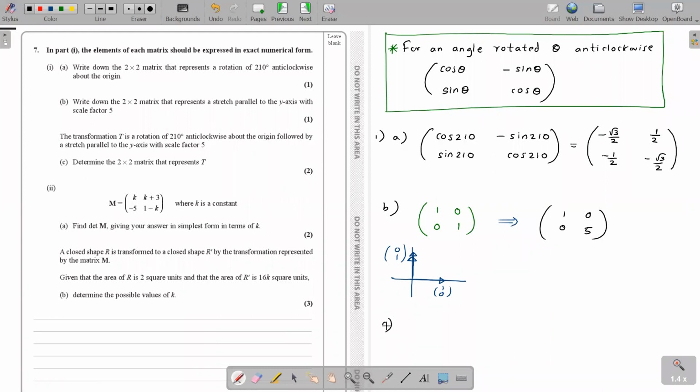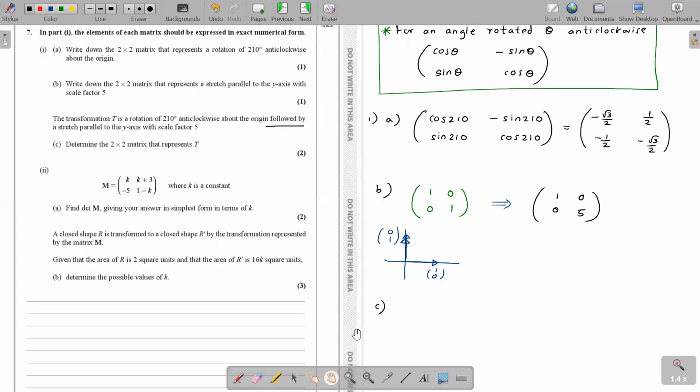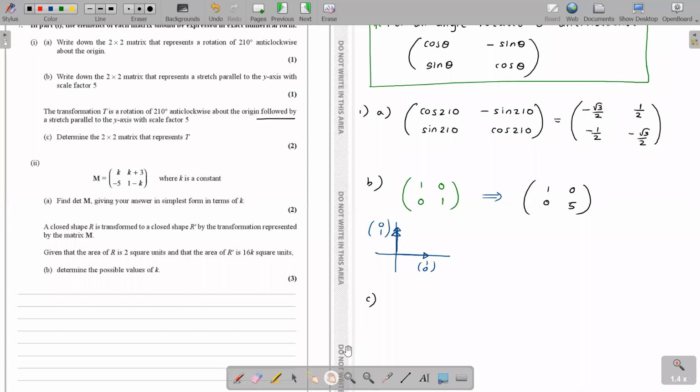Okay, next one. The transformation T is a rotation of 210 degrees anticlockwise about the origin, followed by a stretch parallel to the y-axis with scale factor 5. Determine the 2 by 2 matrix that represents T. So again, you need to remember your matrix theories. Do you remember the followed by theory? If they say matrix A followed by matrix B, how do we do the multiplication? Do we write AB or do we write BA? Matrix A followed by B. We write BA.